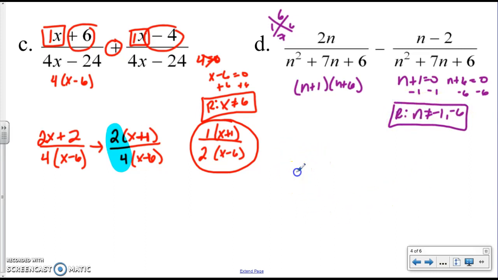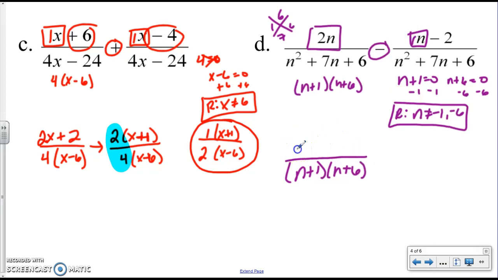Now, since they already have common denominators, I'm going to bring that down, n plus 1 times n plus 6, and combine my like terms. So I have 2n minus 1n. So 2n minus 1n is 1n. And then I also technically have a 0 here. So 0 minus -2. Well, minus -2 actually makes that a +2.